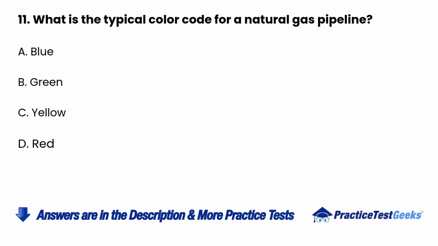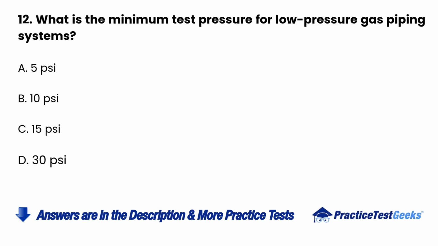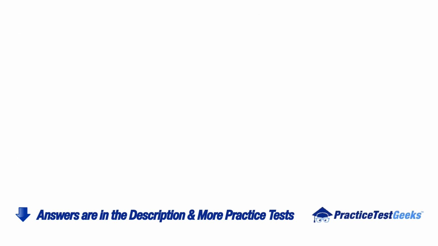11. What is the typical color code for a natural gas pipeline? A. Blue. B. Green. C. Yellow. D. Red. 12. What is the minimum test pressure for low-pressure gas piping systems? A. 5 psi. B. 10 psi. C. 15 psi. D. 30 psi.